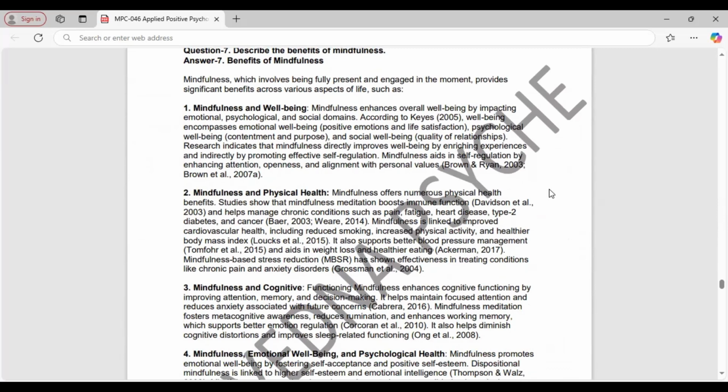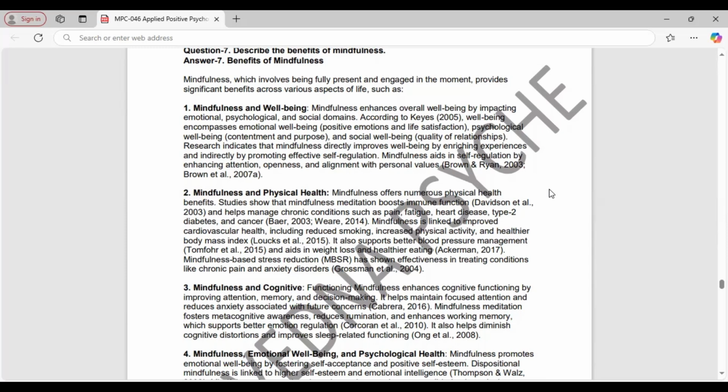Mindfulness and well-being. Mindfulness enhances overall well-being across emotional, psychological, and social domains. Mindfulness enriches experiences, promotes effective self-regulation, and improves life satisfaction and quality of relationships. Mindfulness and physical health. Mindfulness meditation boosts immune function and aids in managing chronic conditions like pain, heart disease, and diabetes. It is associated with improved cardiovascular health, better weight management, and effective stress reduction techniques.